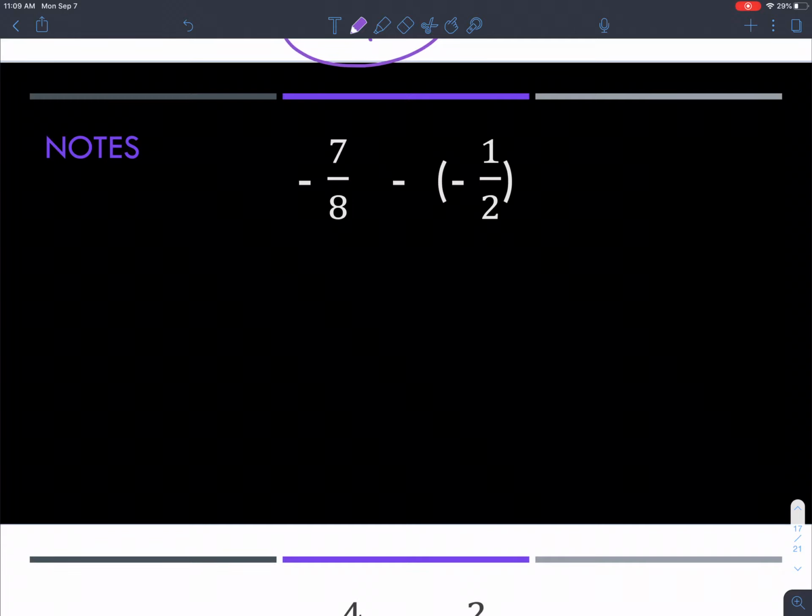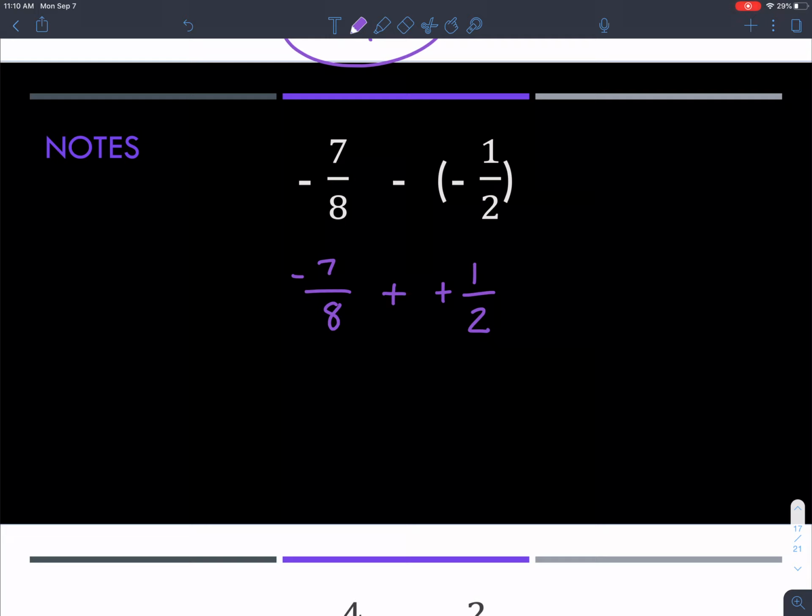All right, so similar situation to what we've seen. Don't worry, we've got this. We have negative 7/8 minus a negative 1/2. We're going to change this to adding the opposite of negative 1/2, which is plus 1/2. So essentially we now just have negative 7/8 plus 1/2.